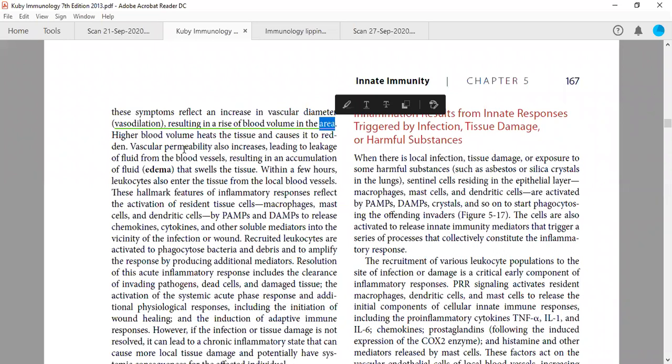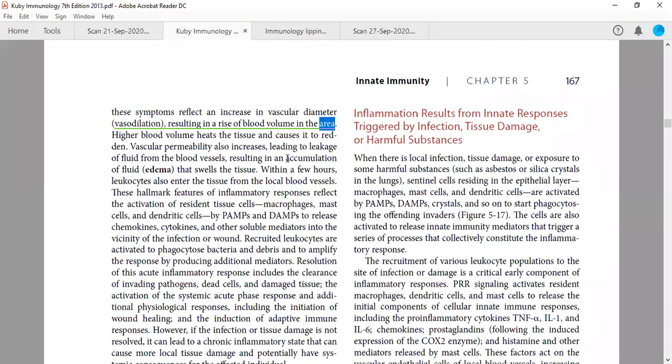All right, higher blood volume heats the tissue and causes it to redden. Vascular permeability also increases, due to which some of the cells will come out of circulation. The process is known as extravasation, right? So leading to the leakage of fluid from those blood vessels. Some fluid or liquid will leak from these blood vessels and accumulate in that particular tissue, resulting in an accumulation of fluid known as edema or the swelling. This swells the tissue, which is another sign of the inflammatory response.